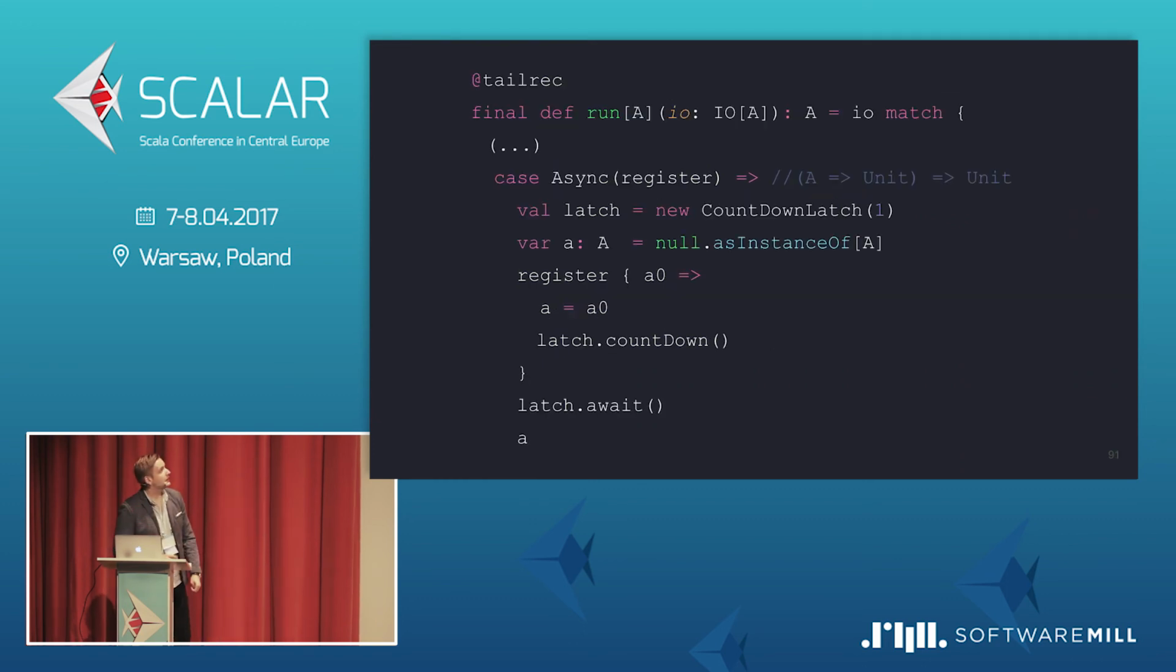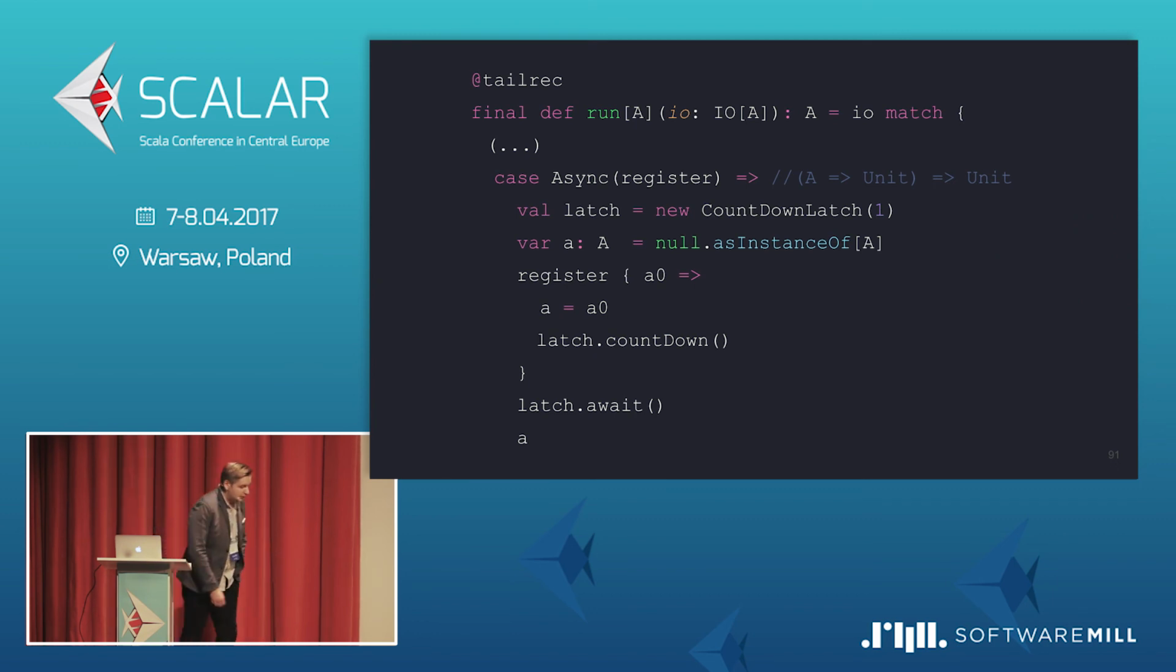So we need to extend our run method. So this is the dirty part. We're doing a monadic composition, so we need to wait for this result. On a JVM, you can do it like this. You can create a countdown latch.